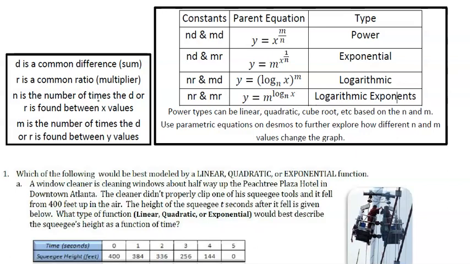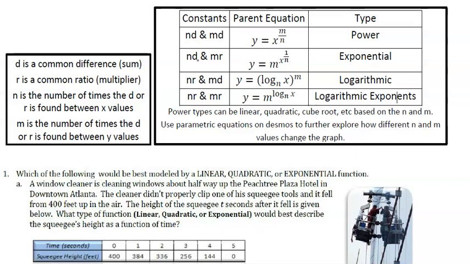N represents the number of times the common difference or the common ratio is found between the x values. And D is the common difference. You could call it a sum. M is the number of times the common difference or common ratio is found between y values. And then R is the common ratio, the multiplier. So we have power for this.